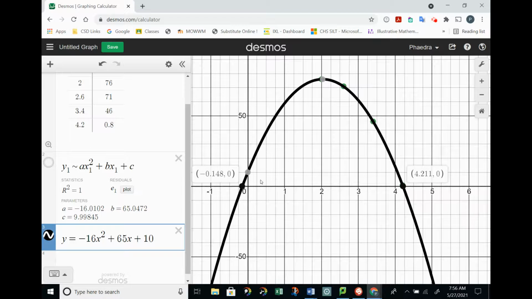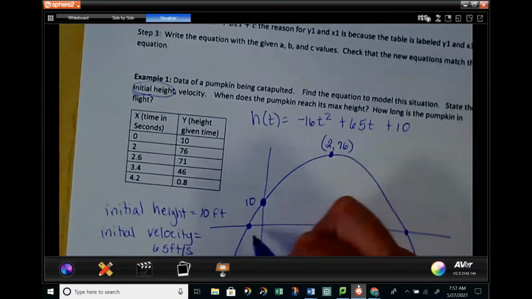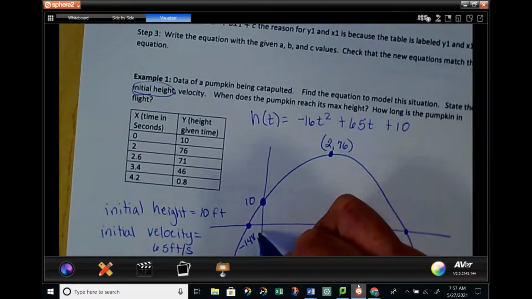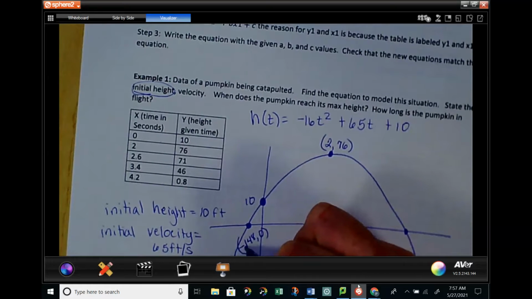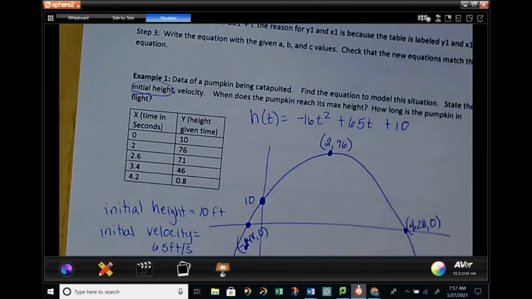So at 4.211, I have a zero, so I put that on my graph. And then my other one is at negative 0.148. So I put this into my data. Negative 0.148 is the zero, there's a decimal there. And 4.211 is a zero. So that's your estimate.